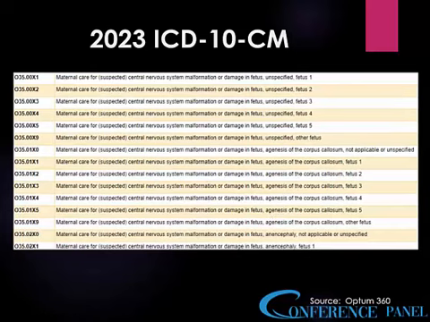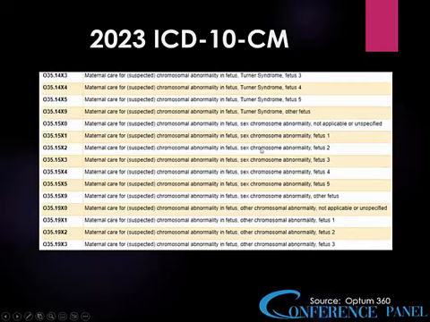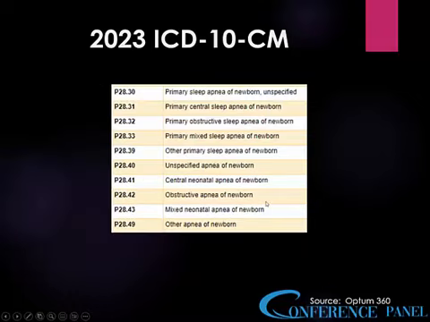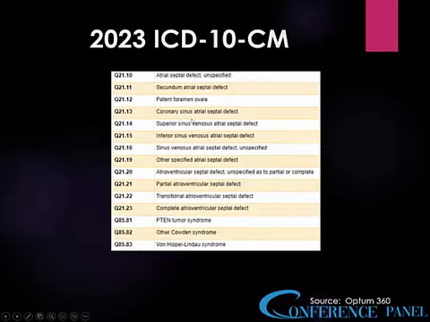We also have a lot of new codes for maternal care. We've got 200 new codes that have been added mostly to reflect the specific fetal conditions that were not accurately represented in previous versions of ICD-10-CM. You'll also see codes for maternal care for suspected chromosomal abnormalities, so Turner syndrome, sex chromosome abnormalities, and other chromosomal abnormalities. We also have additional specificity for sleep apnea of newborns. We also have new codes for some of the birth defects.